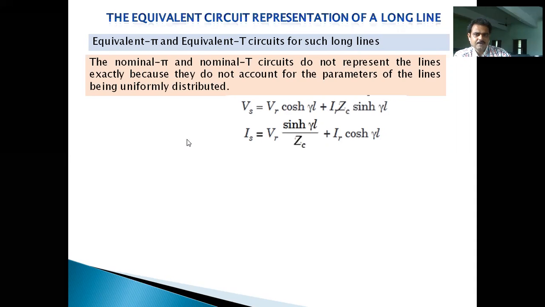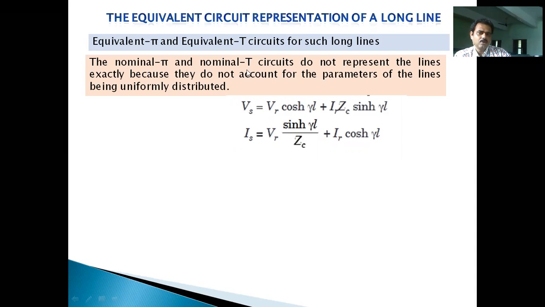Lumped parameters means the total impedance of the transmission line, expressed in terms of distributed parameters. Distributed parameters means in terms of small z and small y. Now our aim is to find the equivalent T and equivalent pi models. Those are the equivalent models.